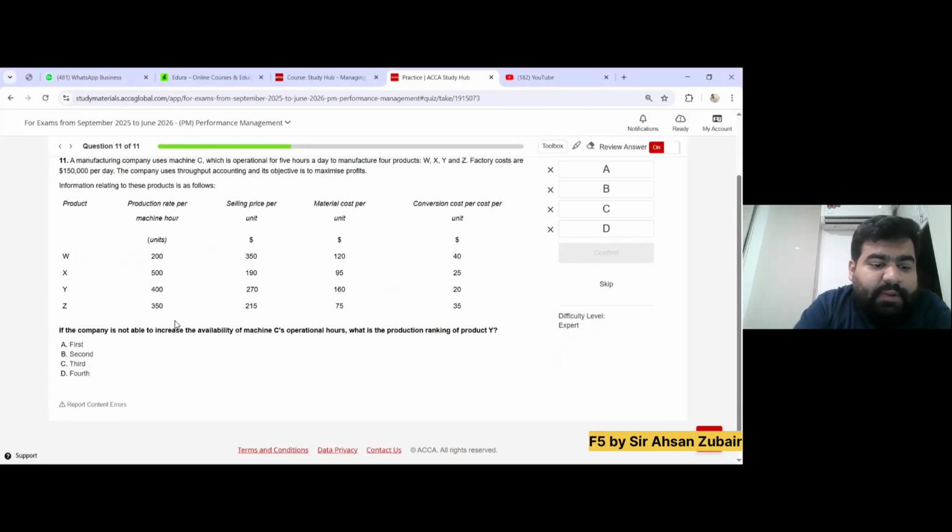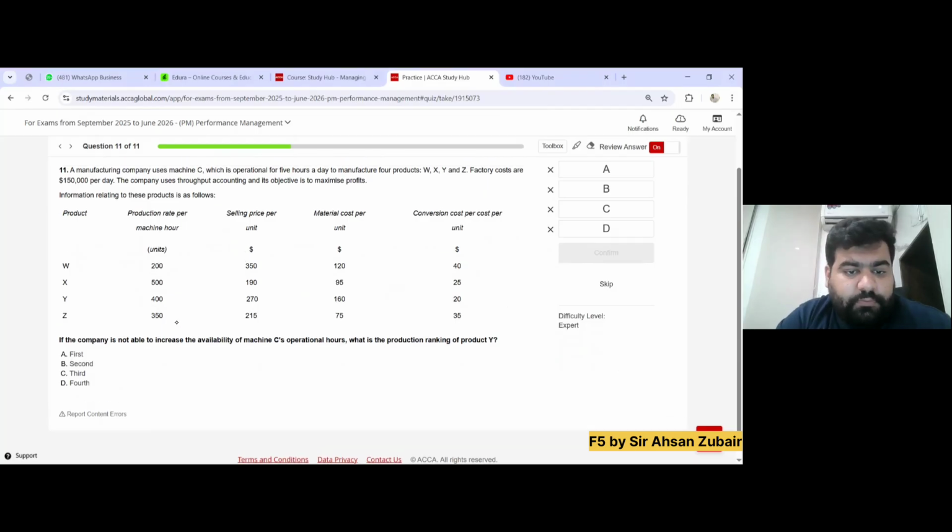If the company is not able to increase the availability of machine C operational hours, what is the production ranking of Y? The hours available are given here. They have given you the production rate per machine hour, which means how many units of W, X, Y, and Z can be produced in one machine hour. We can calculate machine hours per unit from here.